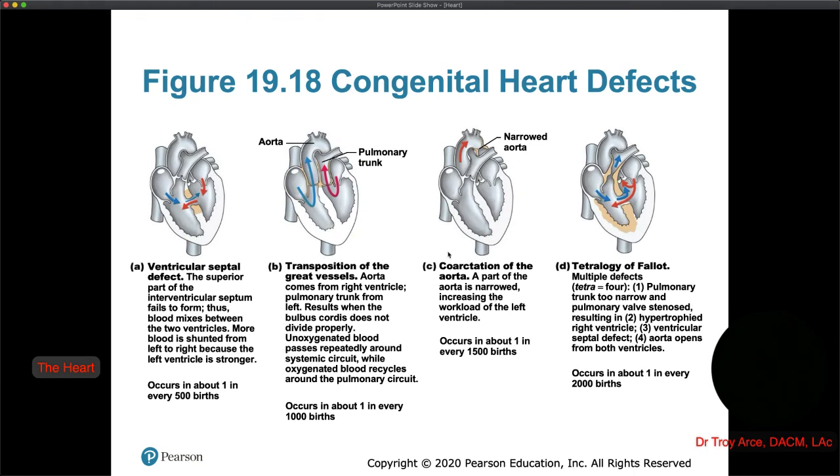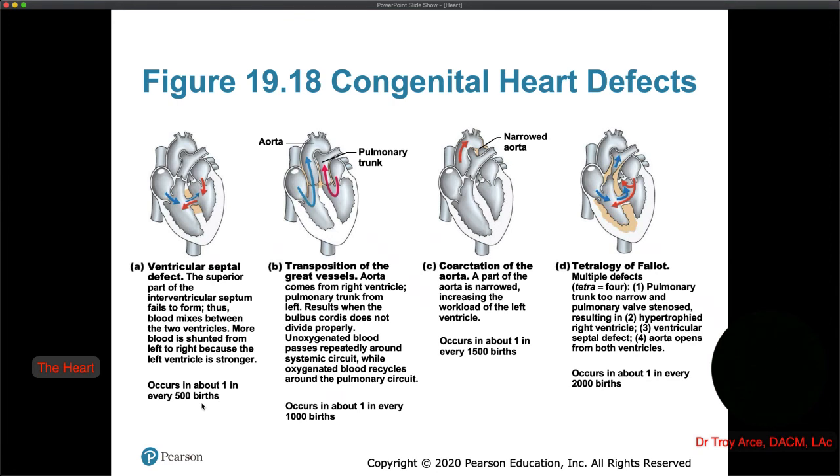So here's your ventricular septal defect. The superior part of the interventricular septum fails to form, thus blood mixes between the two ventricles, and more blood is shunted from the left to the right because the left ventricle is stronger, right? We know that that muscle is stronger. So very common, 1 in every 500 births.